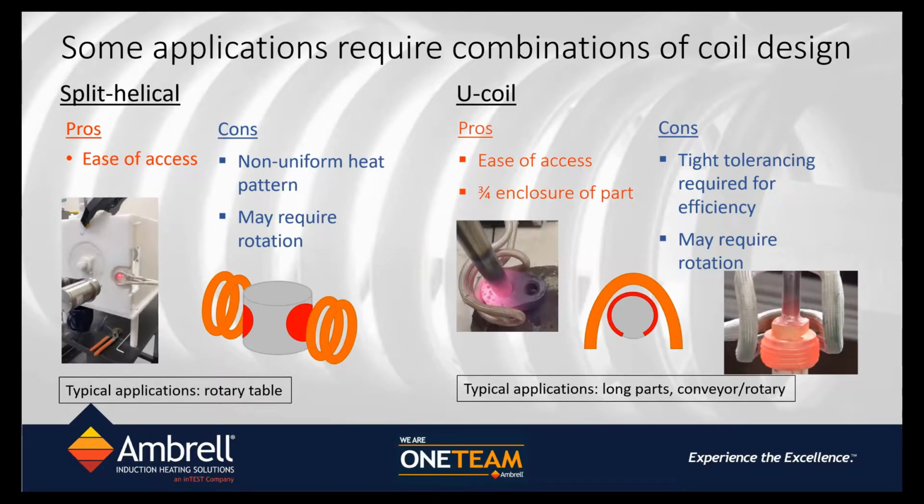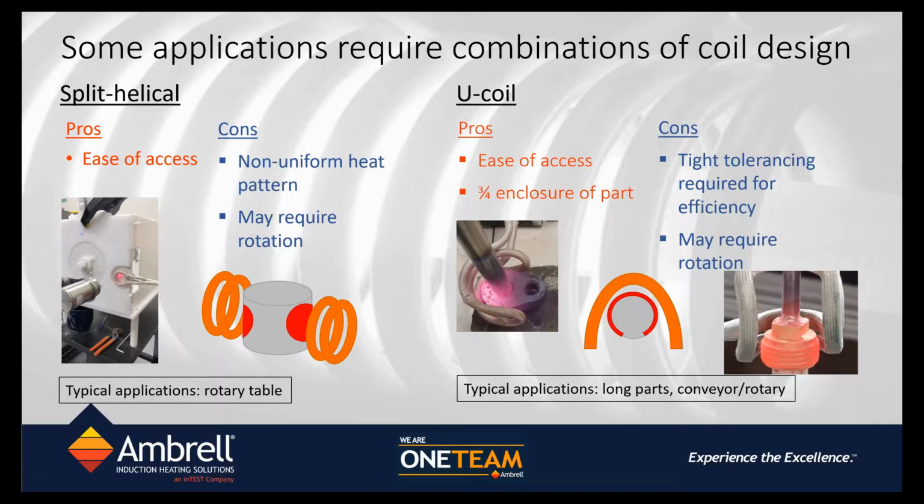Then there are other types of coils like we show in this picture, a split helical coil, which is basically a circular coil, but the part that is being heated is placed in between the turns, and the axis of the coil and the part are perpendicular to each other. The reason why this type of coil might be used is the ease of access. The heat pattern, though, is really subjective to the type of part that is being heated.